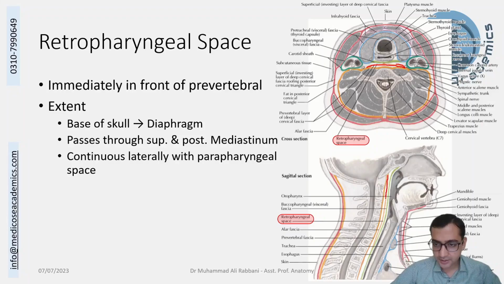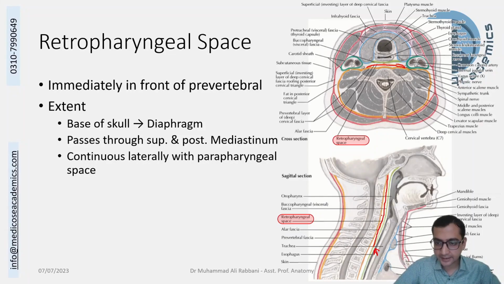If you follow the alar fascia right here, you can see as we move down, it ultimately fuses with the buccopharyngeal fascia in front. It is not going all the way down. It is fusing with the buccopharyngeal fascia in front. So the part of the retropharyngeal space that was behind the alar fascia goes all the way down. It is continuous with the posterior mediastinum. But the part of the retropharyngeal space that is in front of it is limited right here.